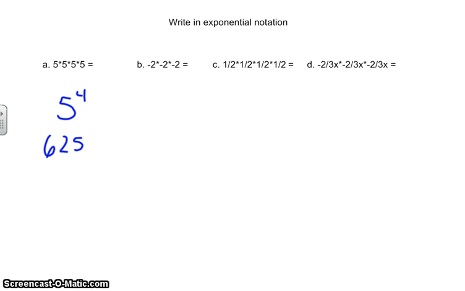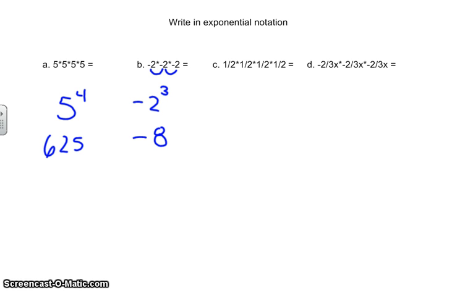The next one is negative 2 times negative 2 times negative 2. So my base here is negative 2. My power is 3. And I should know that 2 cubed is 8. But I have 3 negatives. So when I multiply the first 2 negatives, that would become a positive. And a positive times a negative creates the negative again. So I would come up with negative 8.